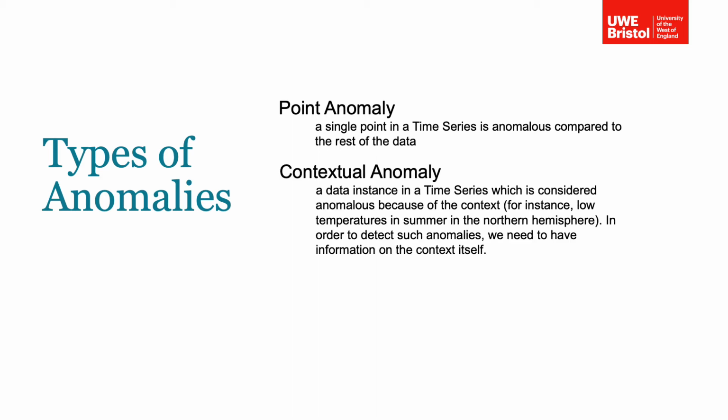Contextual anomaly. This is where a data instance in a time series is considered anomalous because of the context of the data. If we were measuring the temperature of different locations, and one location in the northern hemisphere reported low temperatures in the summer, this may be an anomaly. Note that the temperature data alone is not sufficient to recognize this.